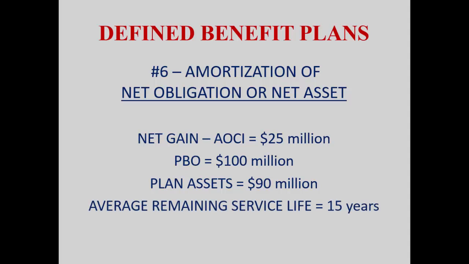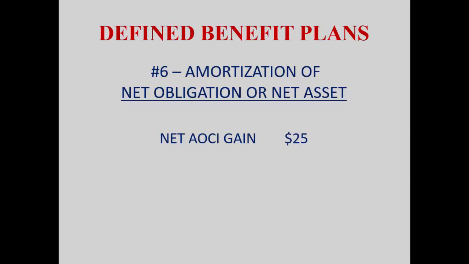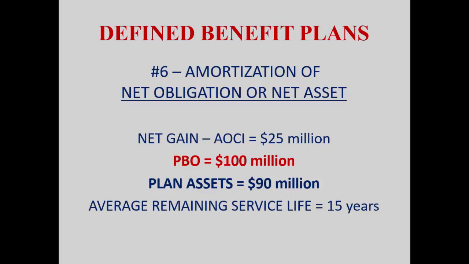Okay, so if you're given all this information, what do you need? You don't need the net gain. You're looking at the PBO and the plan assets. Which one is larger? The PBO. So you look at net AOCI gain, subtract 10%. That's the 10% rule of the PBO. So I'm going to go back to the slide and look at what you were looking at.